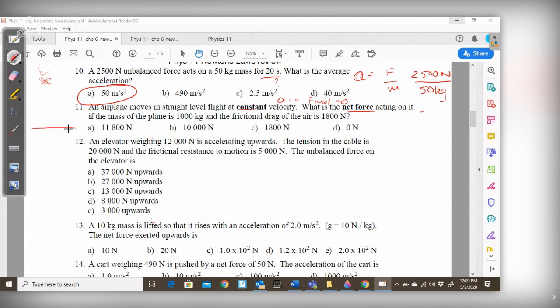Well, let's consider. Here's my airplane. So we have the force of gravity, and we have the force of the wings. We have the frictional forces. That's equal to 1,800 newtons, but we're also providing a force of our thrust as well.